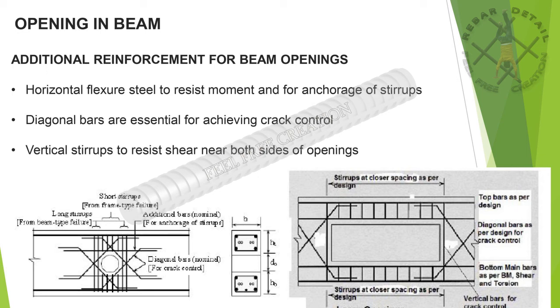Horizontal flexure steel to resist moment and for anchorage of stirrups. Diagonal bars are essential for achieving crack control. Vertical stirrups to resist shear near both sides of openings.